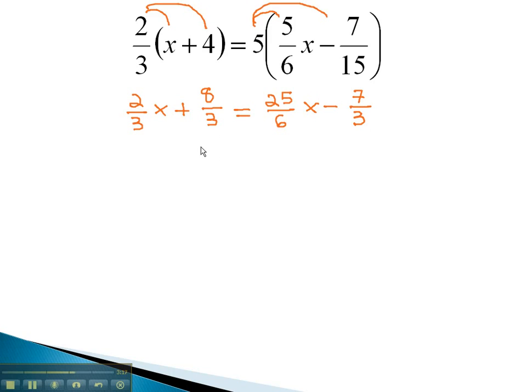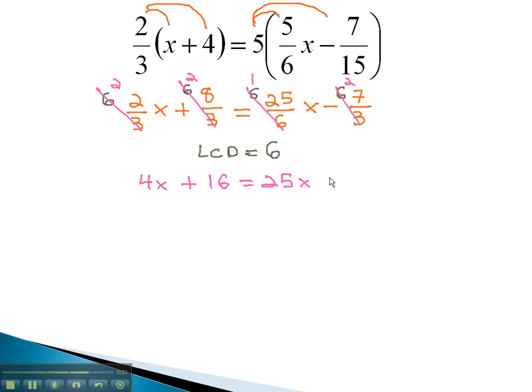Now we're ready to clear the fractions by multiplying by the least common denominator. The least common denominator of 3 and 6 is simply 6. So we will multiply each term by 6 on both sides. Reducing, 6/3 is 2. 6/6 is 1, and 6/3 is 2. Multiplying gives us our remaining equation, 4x plus 16 equals 25x minus 2 times 7, which is 14.